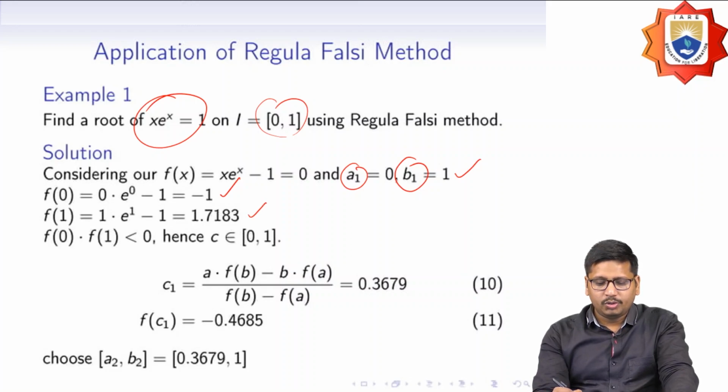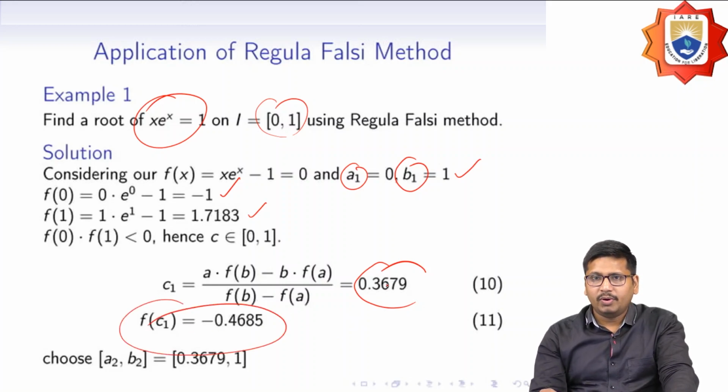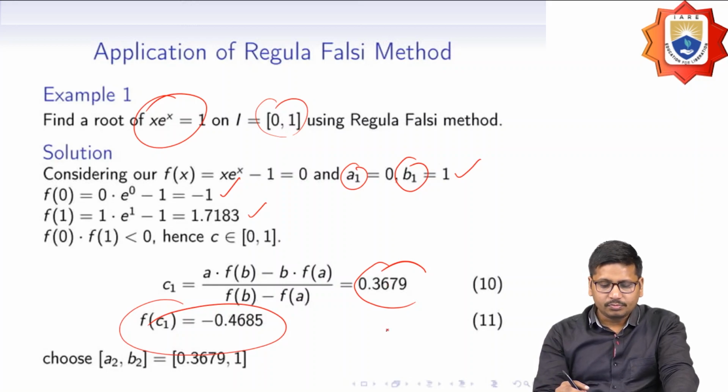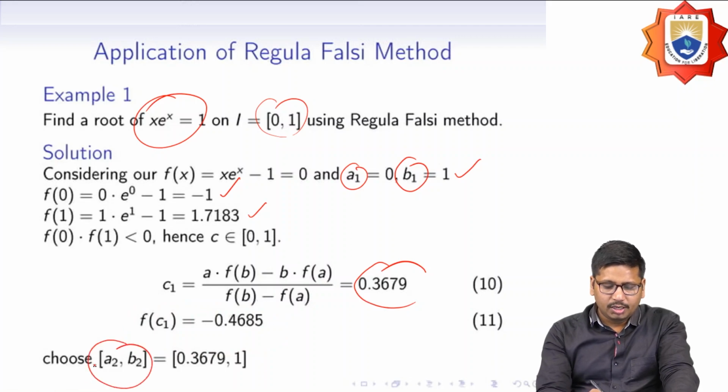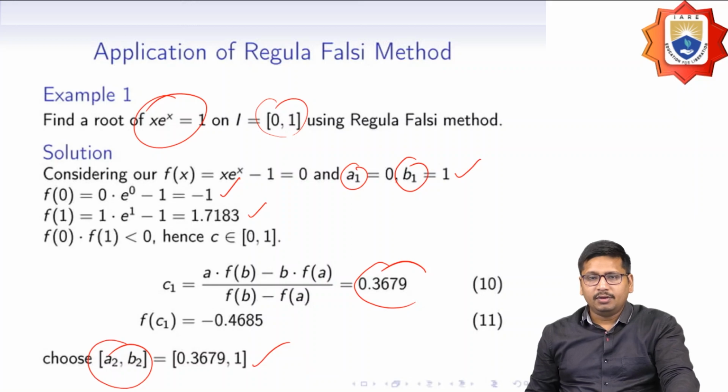Similarly, how do I get c1 here? It is a times f of b minus b times f of a, divided by f of b minus f of a. That should be the required value. f of c1 then gives the value minus 0.4685. Similarly, choosing the other interval, I get 0.3679 and 1. So this is the other interval that I get.